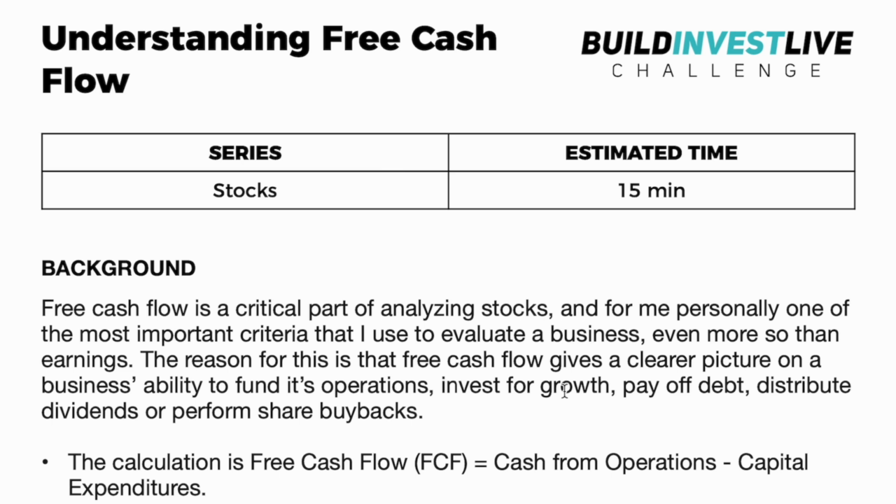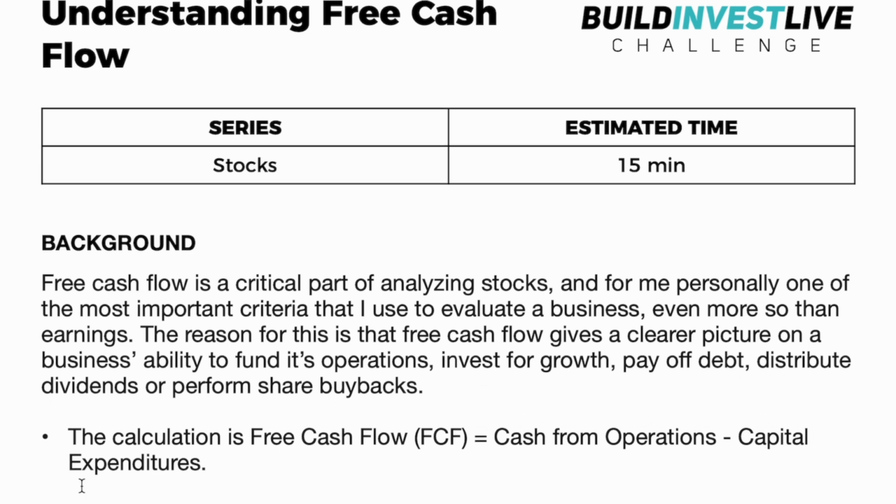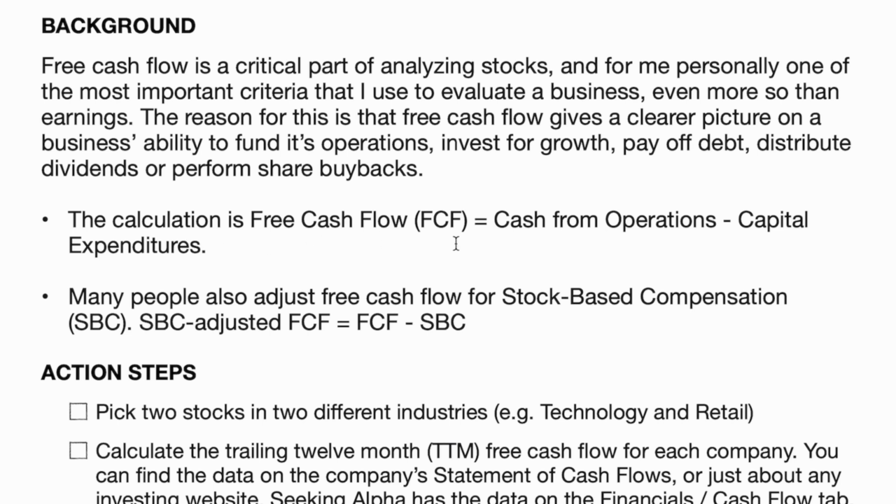The reason for this is that free cash flow gives a clear picture of a business's ability to fund its operations, invest for growth, pay off debt, distribute dividends, or perform share buybacks. The calculation for free cash flow is simply cash from operations minus capital expenditures. Many people also adjust free cash flow for stock-based compensation, otherwise known as SBC. SBC adjusted free cash flow is basically free cash flow, which you calculated above, minus the stock-based compensation.